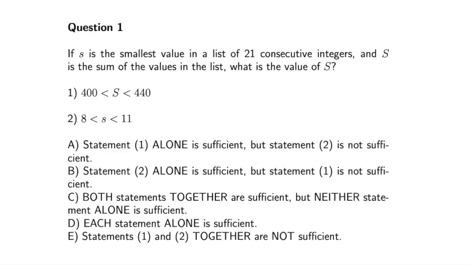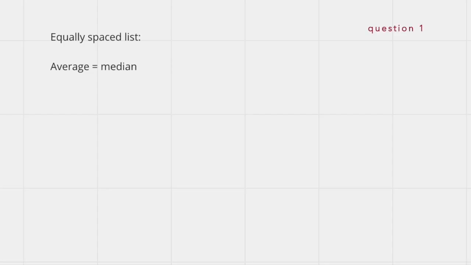So we have a list of consecutive integers. So we have an equally spaced list, and in any equally spaced list, the average is always equal to the median. And this is true of any set at all, just by the definition of the average. The sum is always equal to the average times the number of terms. So the average is the median, and the number of terms is 21. So the sum of our list must be 21 times the median.